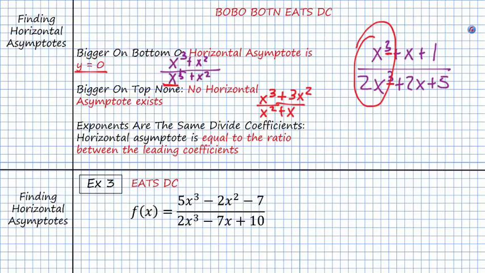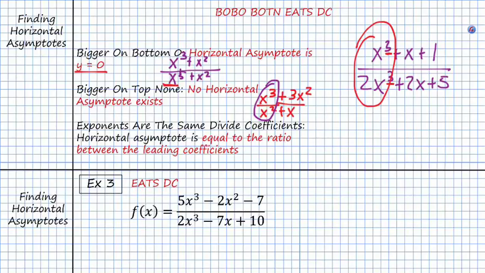So if the leading terms here have a larger exponent on top than on bottom, then no horizontal asymptote exists. So there won't be a line which it approaches but never touches in the horizontal direction. And then finally, we have that if the exponents are the same, divide the coefficients.